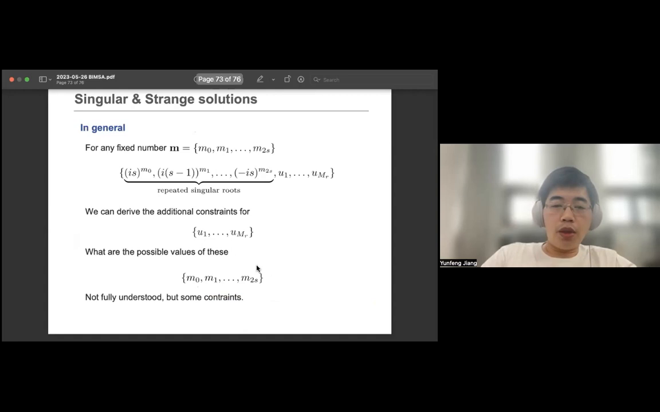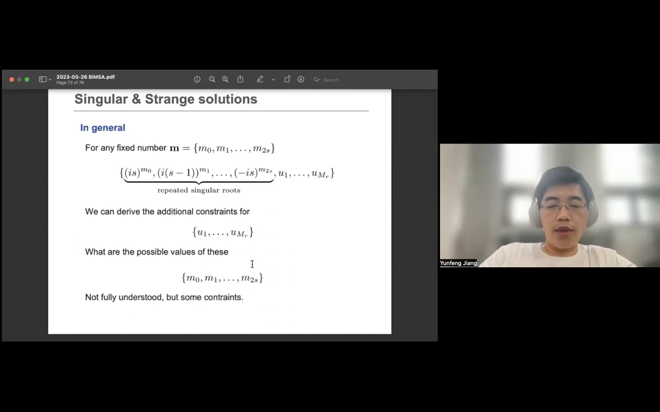So the conclusion is that if you give me a fixed set of numbers M0, M1 to M2S, we can always derive the additional constraints for the regular roots by requiring that tau(u) is a polynomial, tau(u) is regular at u equals 0, and also B_S(u), which we defined, is regular at u equals 0.